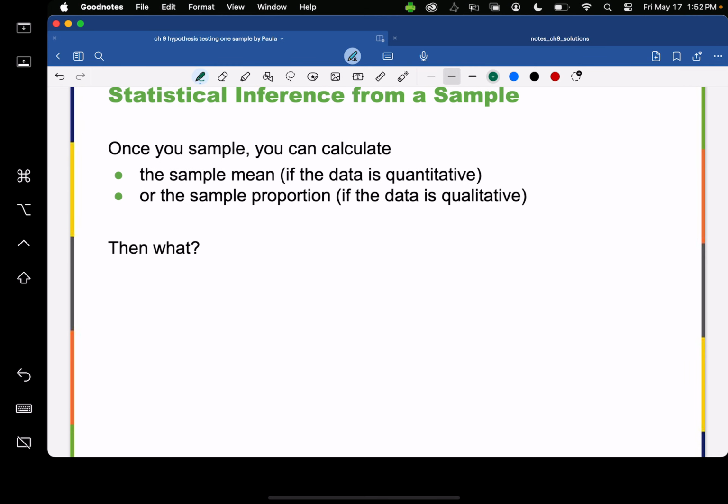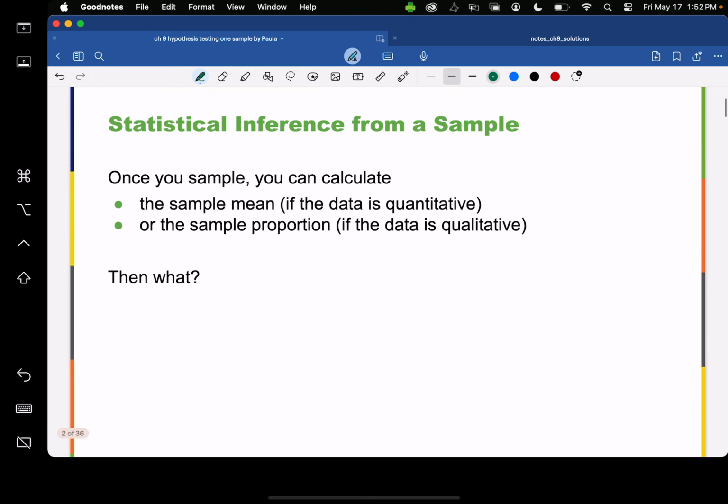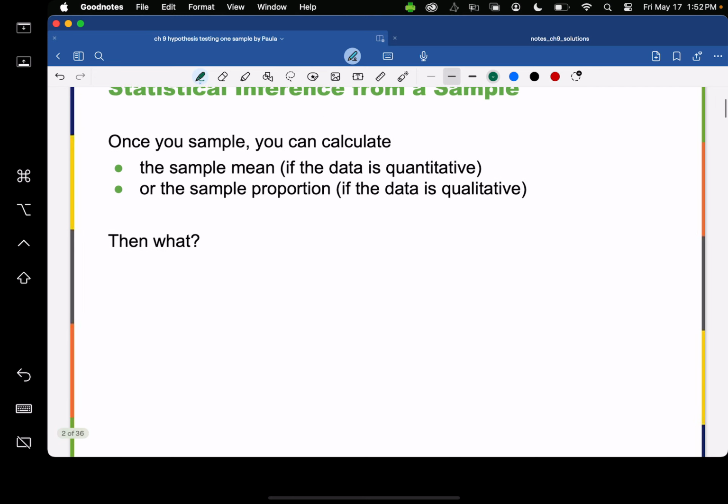Once you sample, you can calculate the sample mean from your data if the data is quantitative, or the proportion, like 90% of people are right-handed, if the data is qualitative, like what hand do you write with. So once you have the sample mean or the sample proportion, where do you go from there?